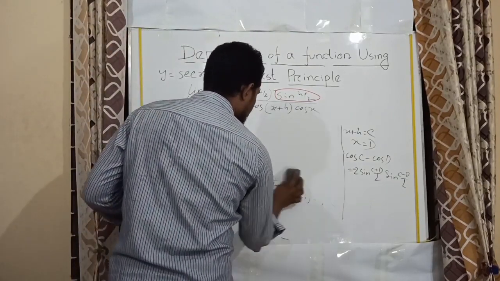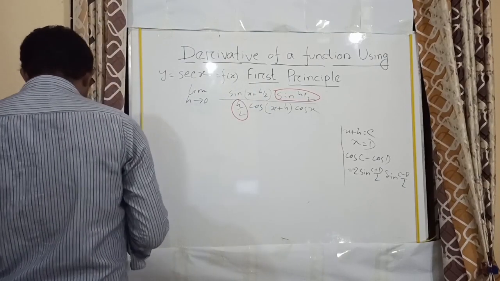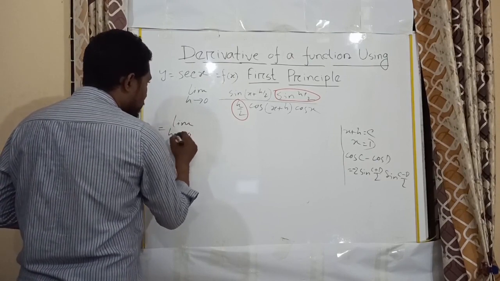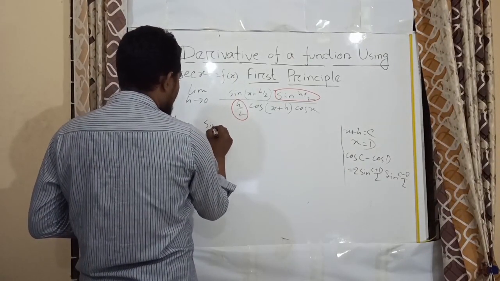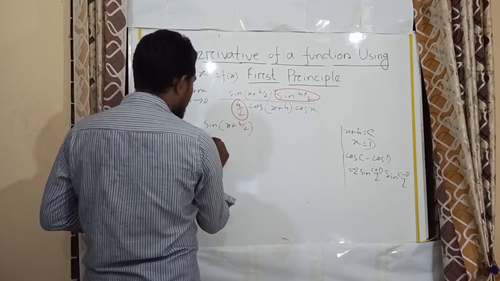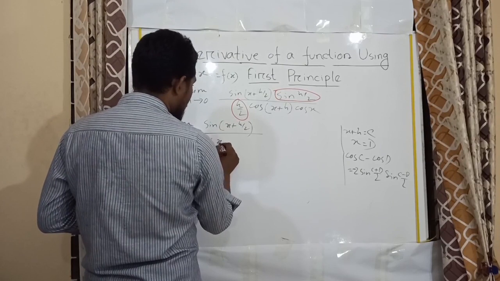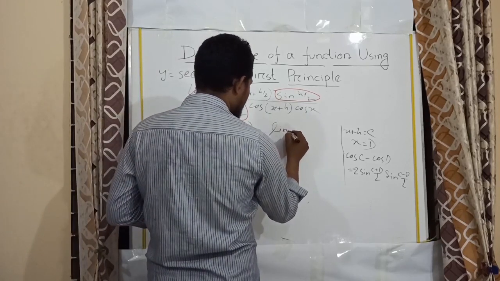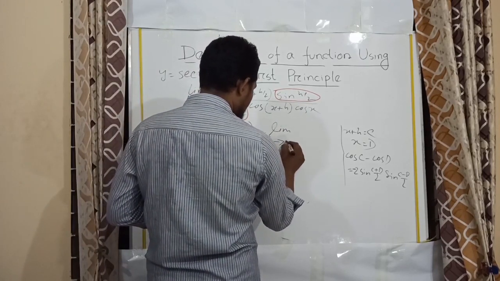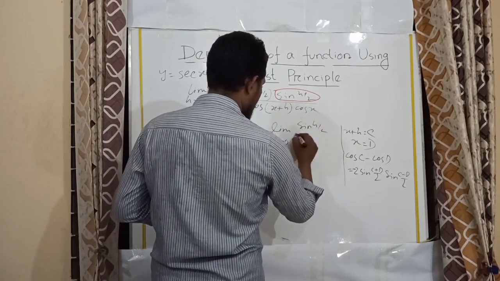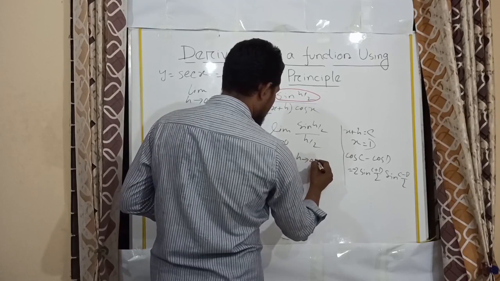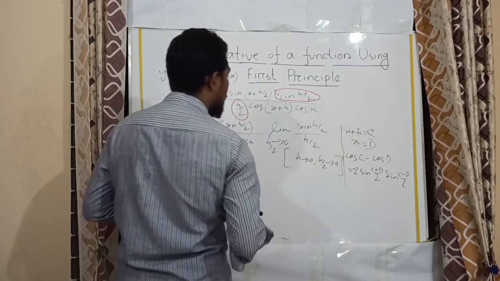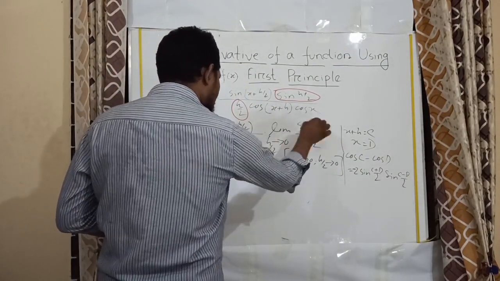Okay, now we will split it. So what we have to write here: limit h tends to 0 sine (x plus h) by 2 divided by cos (x plus h) cos x, and then limit h by 2 tends to 0 sine (h by 2) divided by (h by 2). What is it? h tends to 0, so h by 2 tends to 0. So here the answer will be 1.